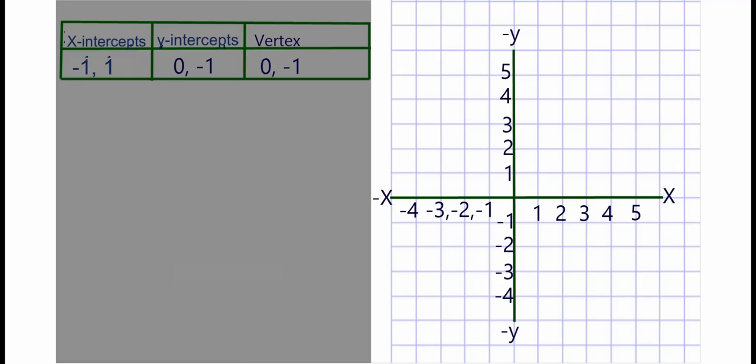We locate minus 1 on the negative x-axis of the graph and mark an x or a dot. We also need to locate a positive 1 on the positive x-axis. For the y-intercept, we find minus 1 on the negative y-axis of the graph. We have only a y value for the vertex, we locate it on the negative y-axis. Minus 1 on the y-axis is already marked. We only need to connect the points now to get a parabola shape.